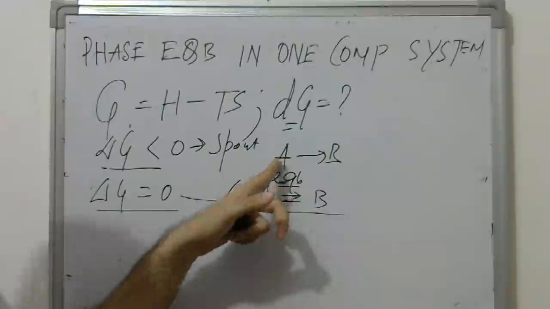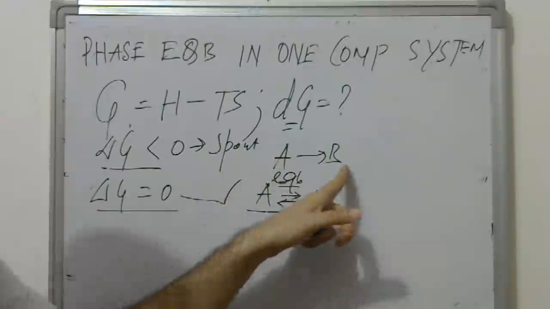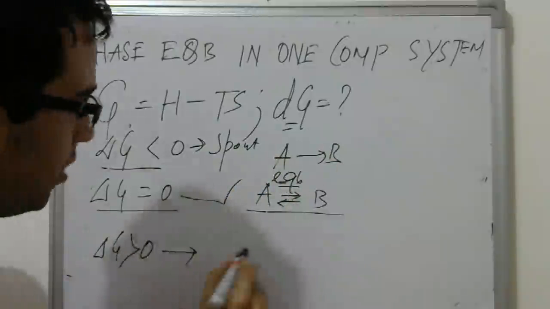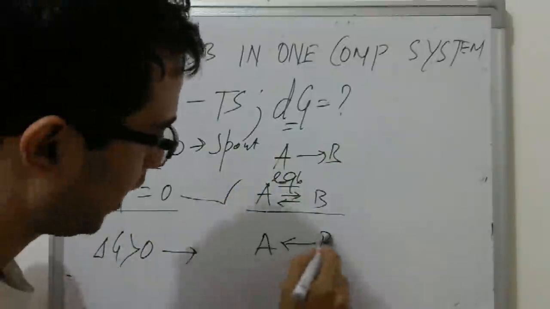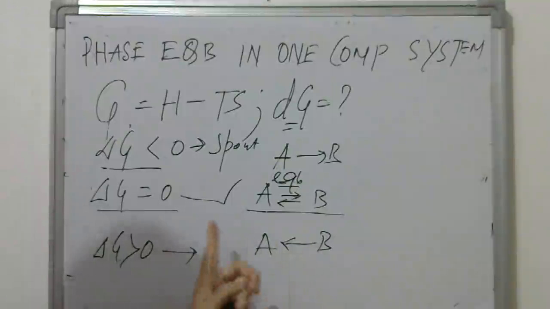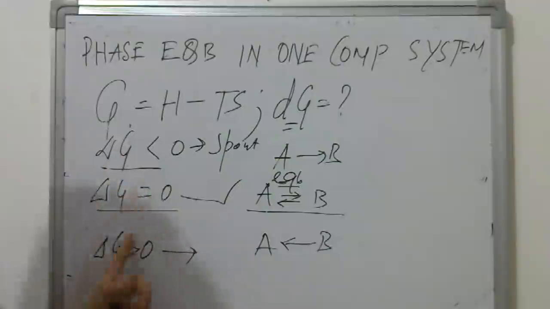Here, the number of moles of A will decrease and the number of moles of B will increase, and delta G is greater than 0. That means A will not convert to B, B will convert to A. So this backward process is spontaneous. For the forward process, delta G is greater than 0, so A won't convert to B. These are the three conditions that may occur.